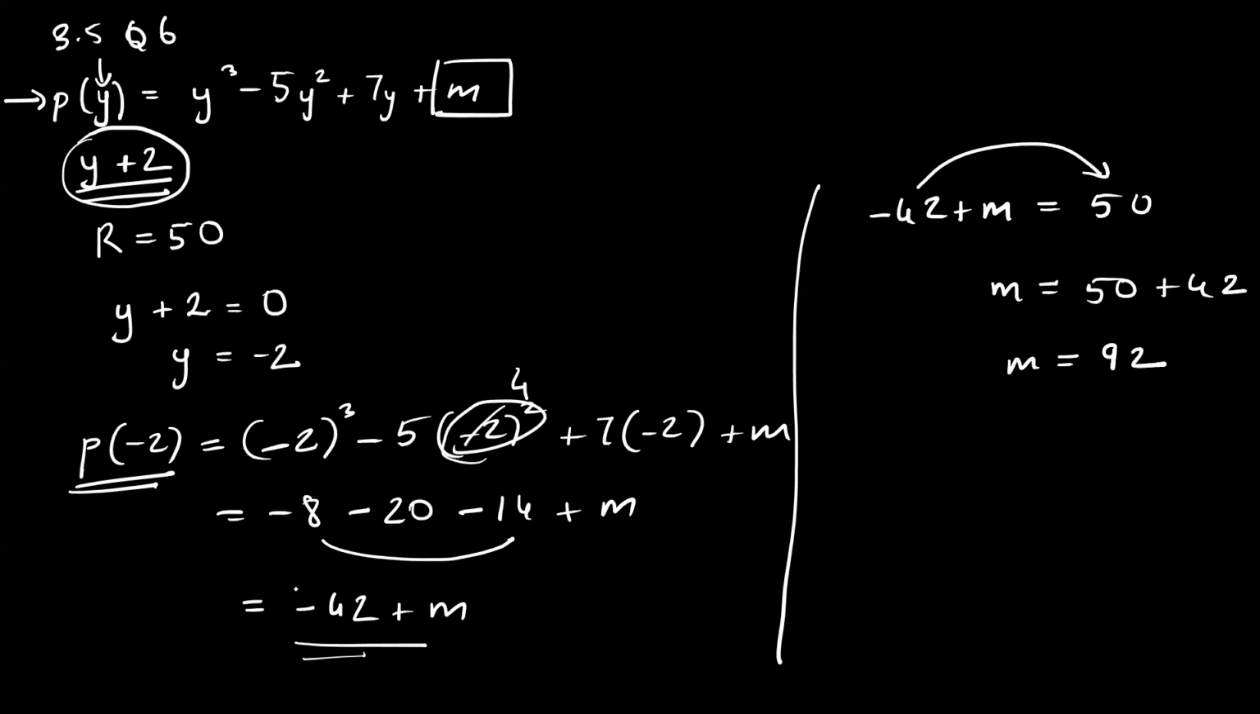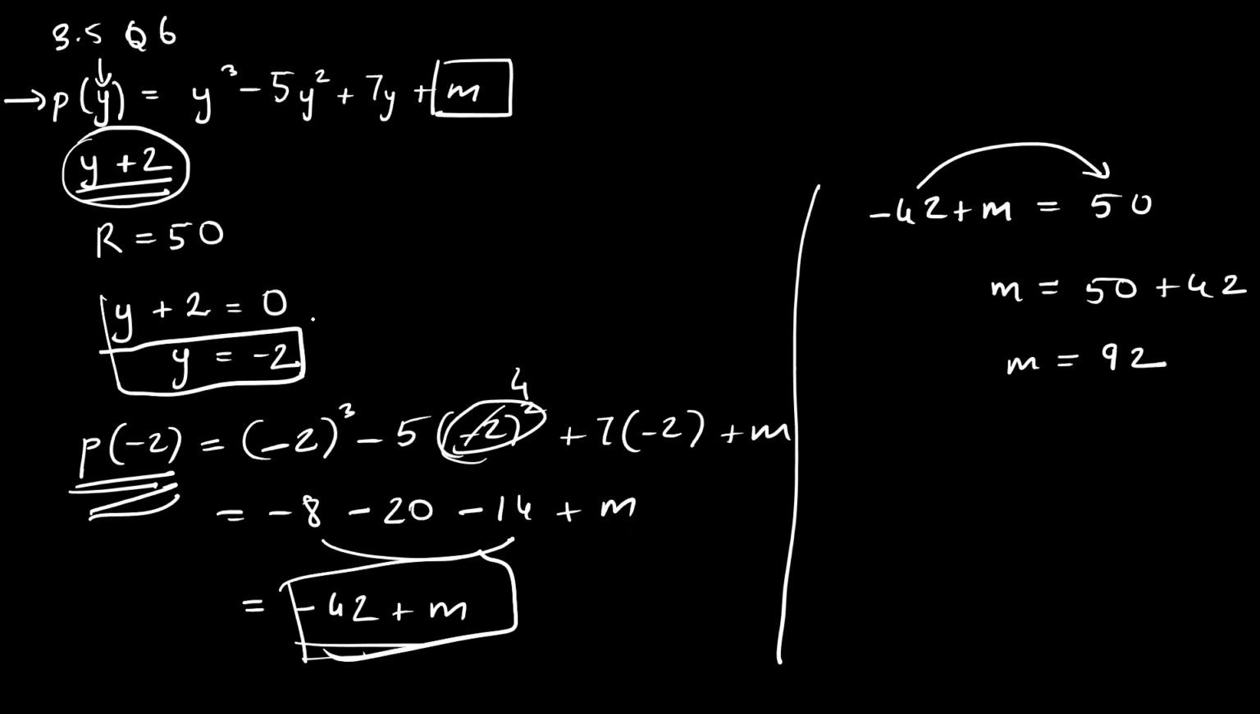Someone is asking, how is this the remainder? ये calculation जब करते हो ना, that is what remainder theorem is. When you equate this to 0 and substitute this value here, that is what gives you the remainder. So remainder theorem यही है. When you solve it like this, you'll get the remainder.